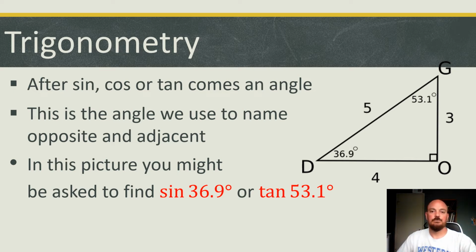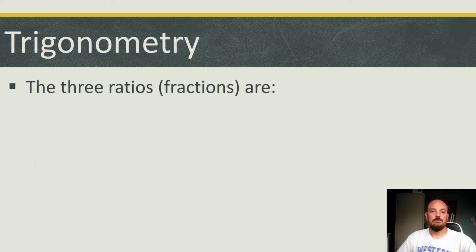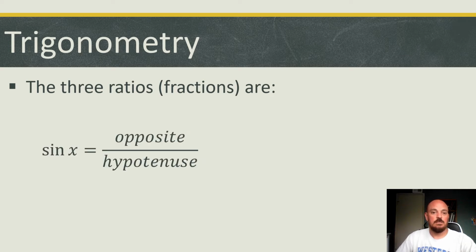So our three trig ratios or fractions look like this. Number one, sine. Now for the formula, I just put sine of x because it could be anything. It could be sine of 20 degrees, it could be sine of x, or anything. So sine of something, sine of blank, equals opposite over hypotenuse.